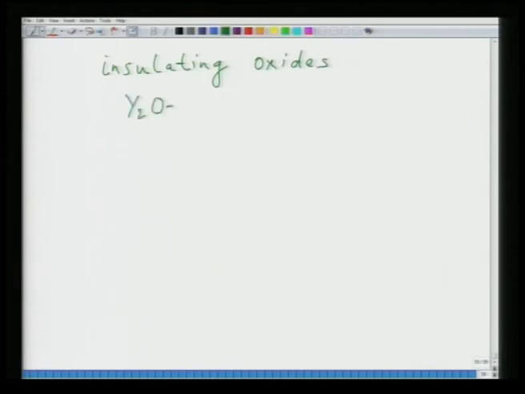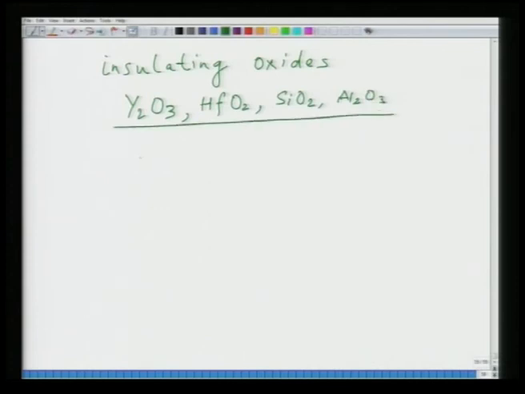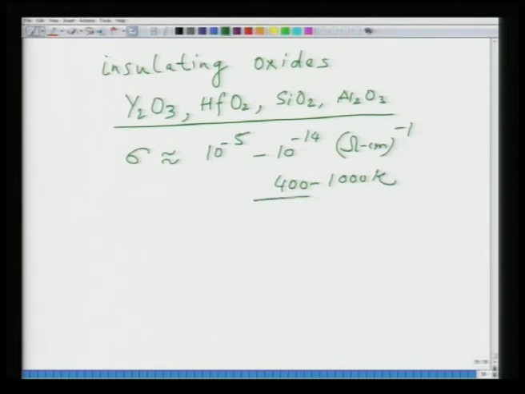whereas in case of other oxides like insulating oxides, like yttrium oxide, hafnium oxide, silicon oxide or aluminum oxide, in all of these cases the conductivities are in the range of 10 to the power minus 5 to 10 to the power minus 14 ohm centimeter inverse, very, very low values, over about 400 to 1000 K, and activation energies can be mixed. So, these are distinct materials which have distinct values of conductivities.